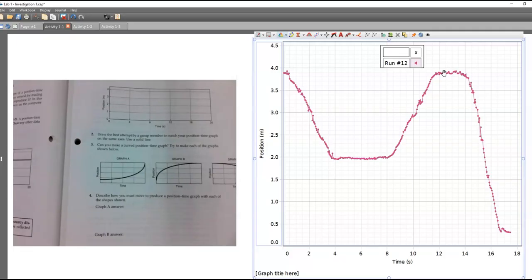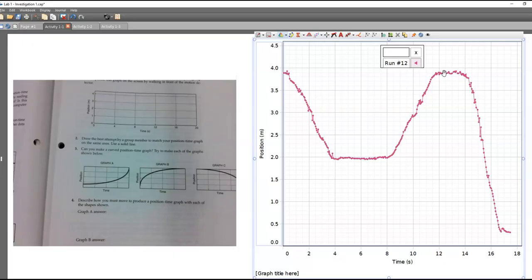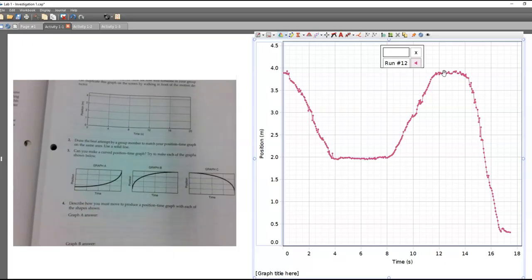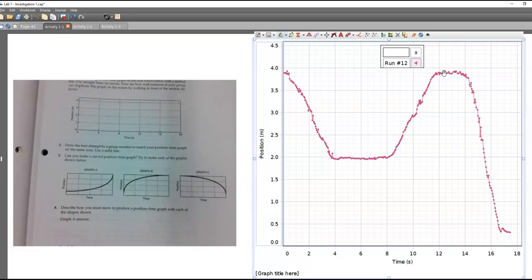What we're going to do now is we're going to take a look at these graphs here. Question on step number 3. Can you make the curved position time graphs? See those three, A, B, and C? Okay. So step number 4 says, describe how you must move to produce the position time graphs. So how would you move to make graph A? How would you move to make graph B? How would you move to make graph C?